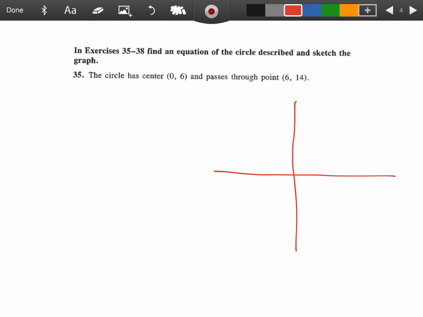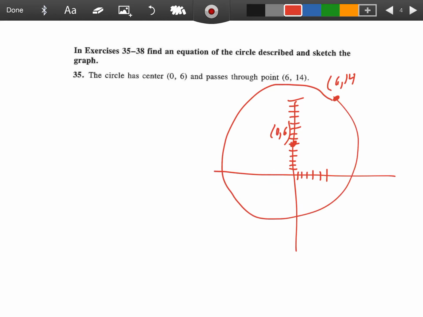So I have the center 0, 6. I'm going horizontally 0, which means nowhere. And then I go vertically 6. So I'm going up 6. 1, 2, 3, 4, 5, 6. So here's my center 0, 6. And then I have the point 6, 14. 1, 2, 3, 4, 5, 6, 7, 8, 9, 10, 11, 12, 13, 14. Okay, this is the point 6, 14. And I am just going to kind of wrap it around nice and big. All right, that's just a very rough sketch.